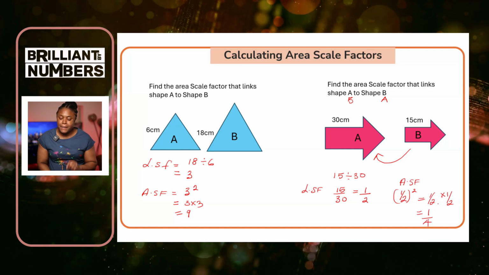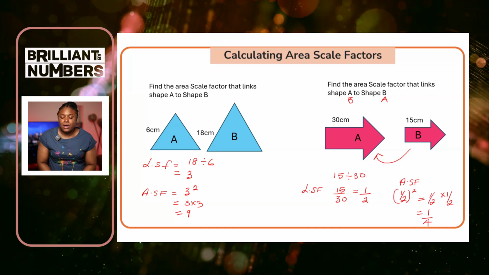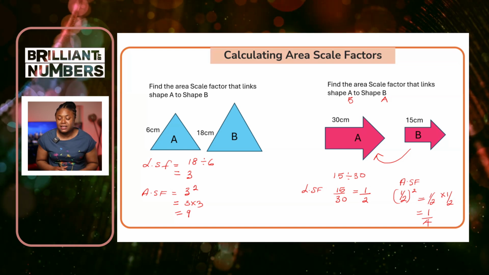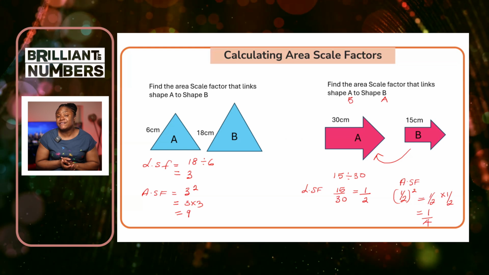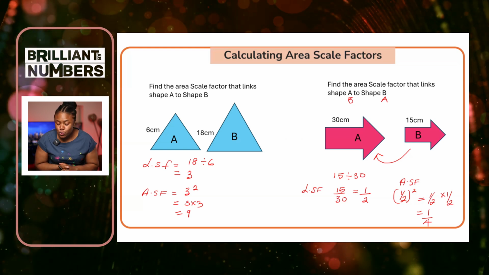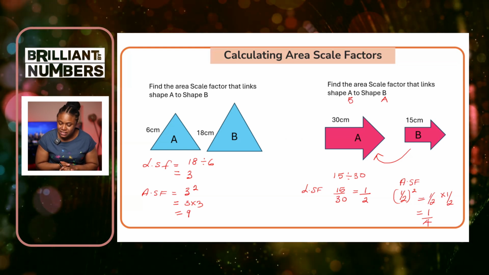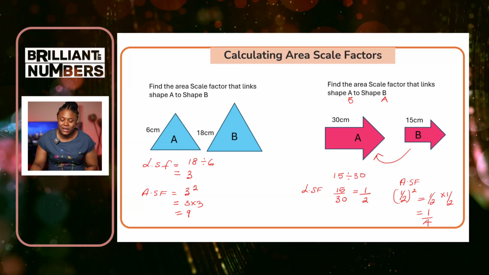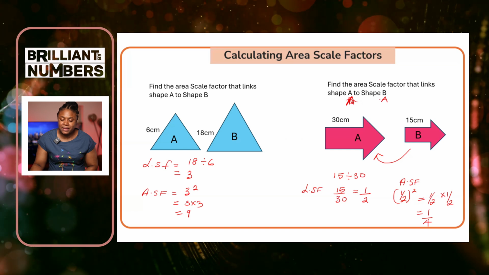So to get from B to A, we are going to be making it smaller. So therefore, the scale factor would be smaller. It's going to be a fractional scale factor. Now, I changed the letters here, but they were okay. So I'm just going to scrap that.